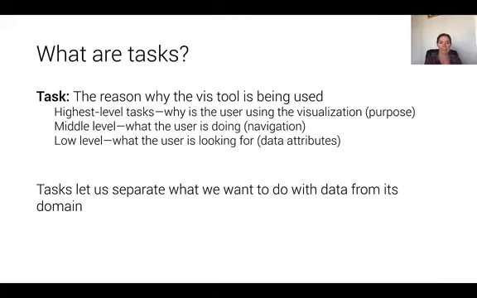We want to try to separate what we want to do with the data from knowledge of the domain. One thing as you start working with people across different disciplines that you'll find is that, for example, people in literary scholarship may be asking the exact same questions of their data as geneticists.